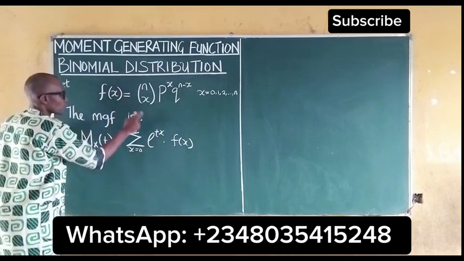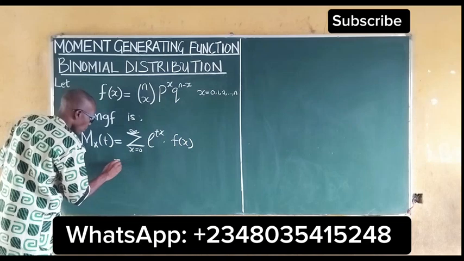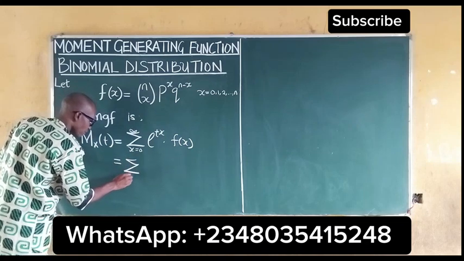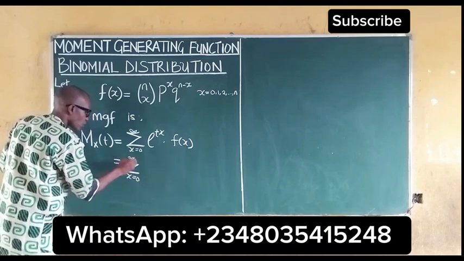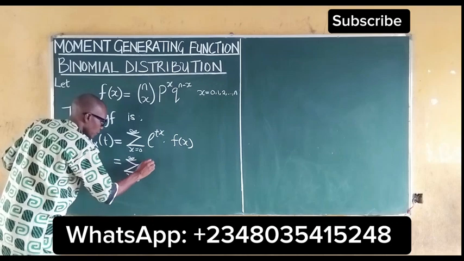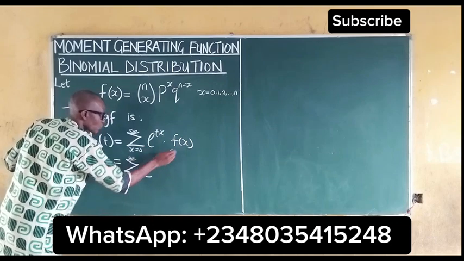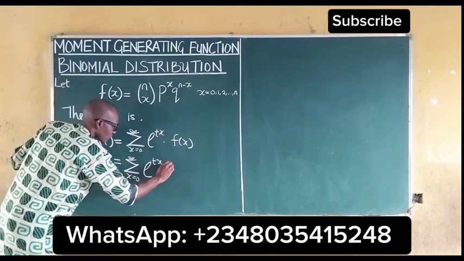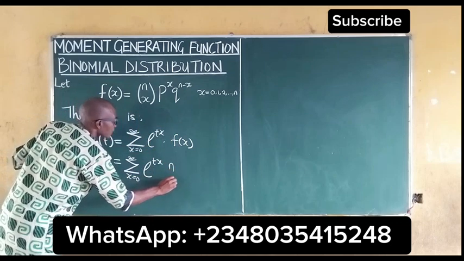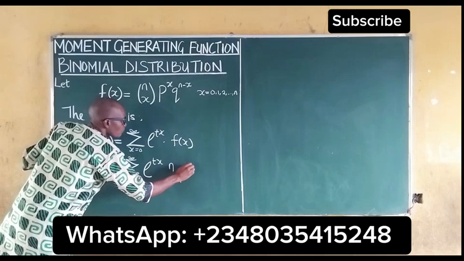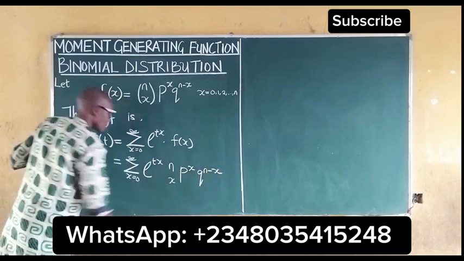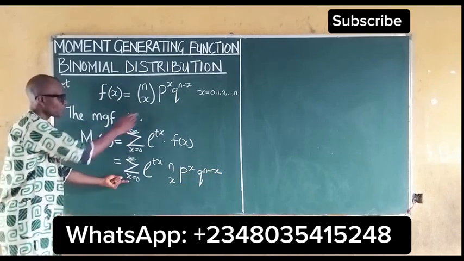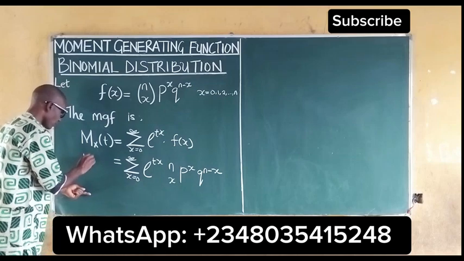If we substitute the PDF into the moment generating function, we have the summation as x ranging from 0 to infinity, e^(tx), and we put down the PDF, which is n choose x, p^x and q^(n-x). So we have succeeded in putting the PDF into the moment generating function.